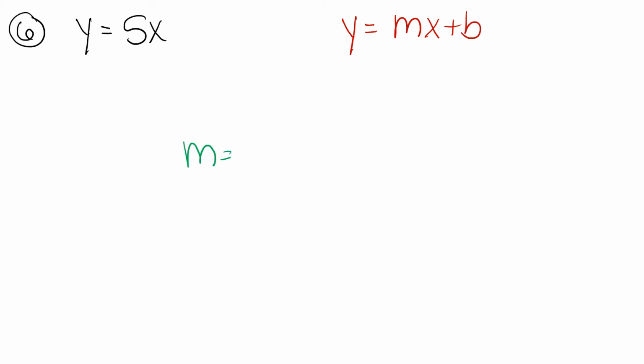For number 6, we have the equation y equals 5x. Remember, the general equation for slope-intercept form is y equals mx plus b. M is always side by side with our x value. The m and the x are together. In this case, we have 5x together. So 5 is our coefficient.